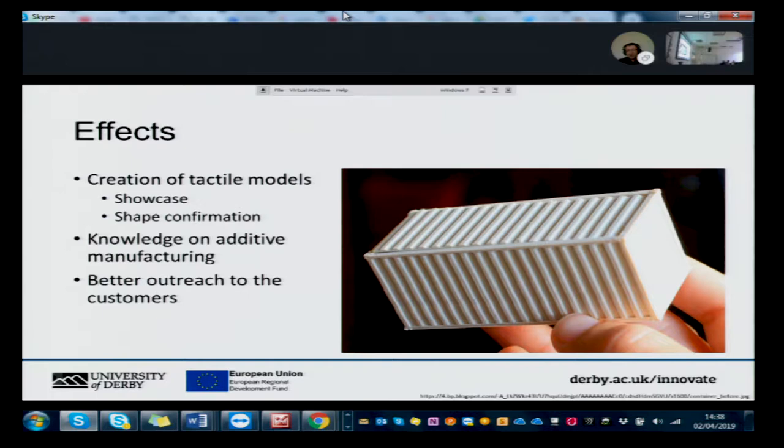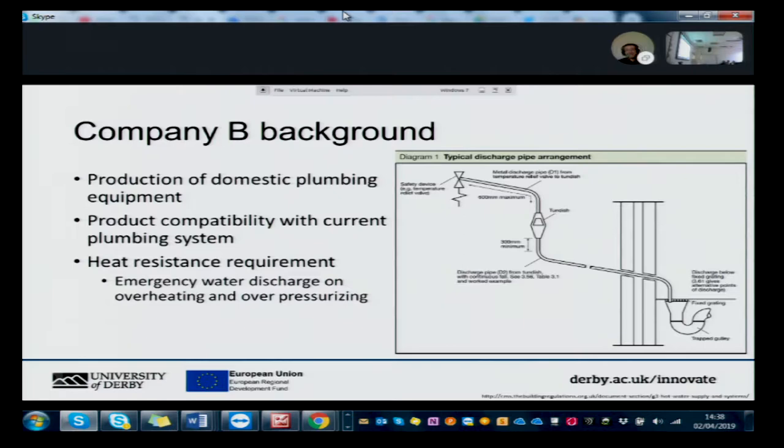Company B is producing domestic plumbing equipment. On the picture you can see part of a piping system. I need to give you a little bit of introduction here too. In the UK, when we are using boilers for heating water for domestic use, for washing, or for heating up houses, these boilers sometimes overheat. And in such situations, they need to dump the hot water to the sewage and pump in cold water to be able to protect themselves from burning down crucial elements.